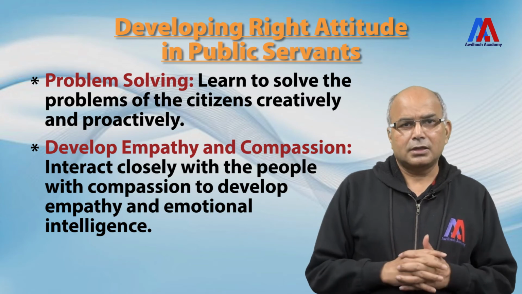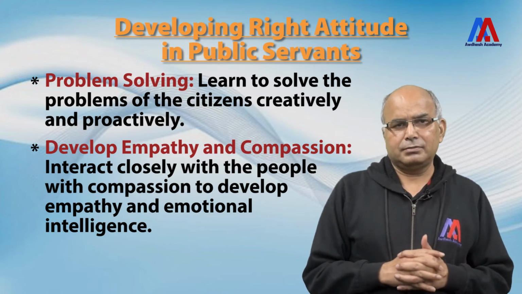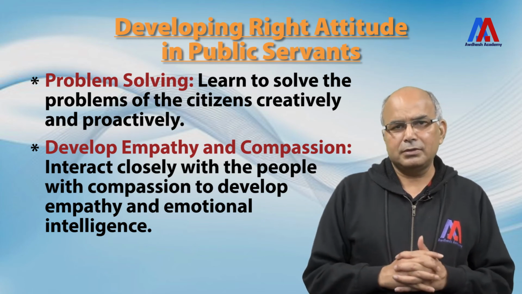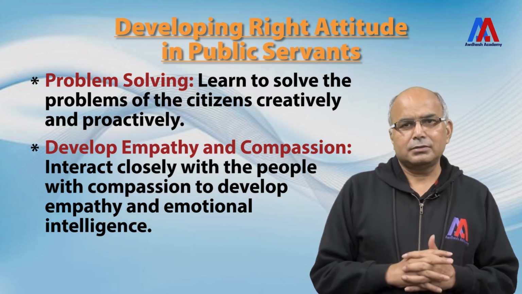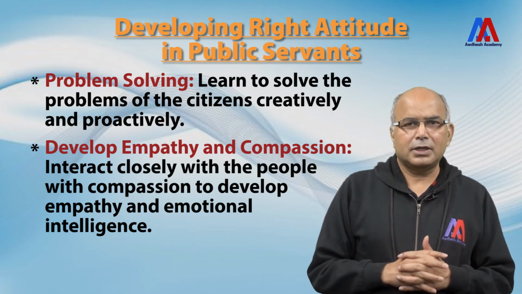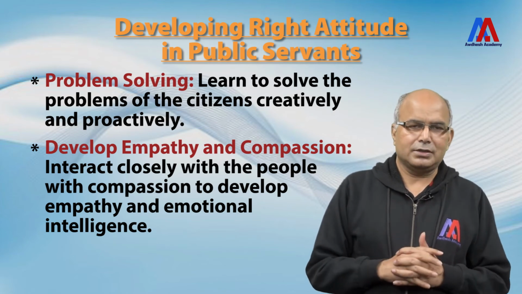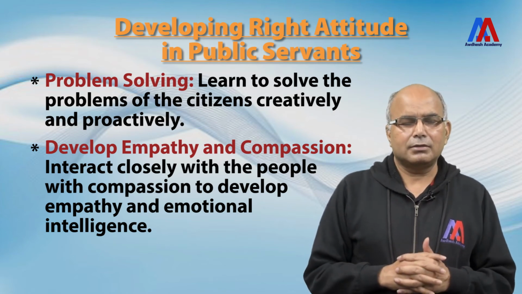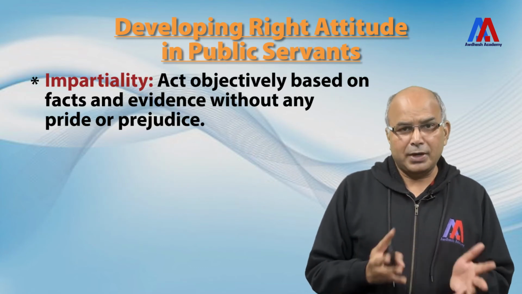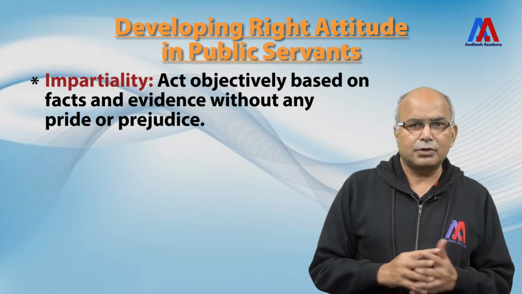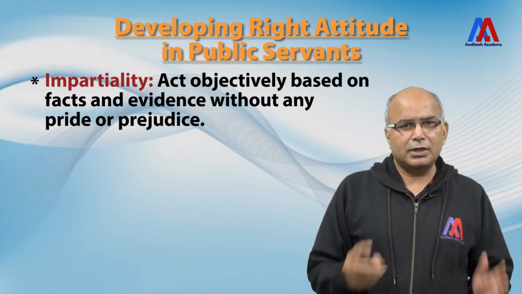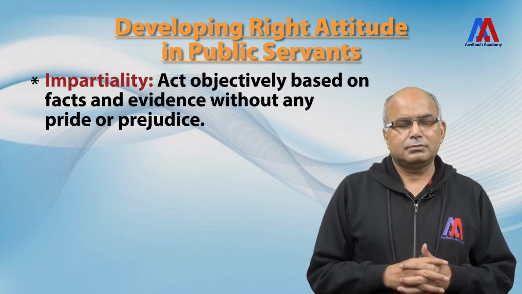The next is we have to develop the empathy and compassion. So for that, we should interact closely with the people with compassion, and once we interact with the people closely, we naturally develop empathy and emotional intelligence, and that way we can perform our job better. The next attitude required in the public servant is impartiality. For that, we should act objectively based on facts and evidence without any pride or prejudice.